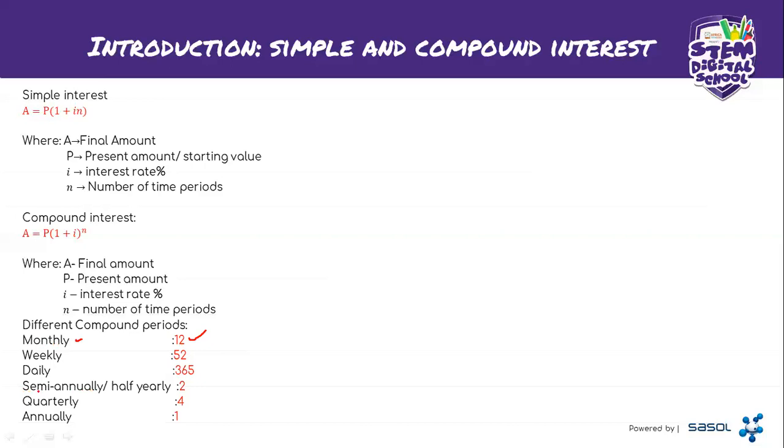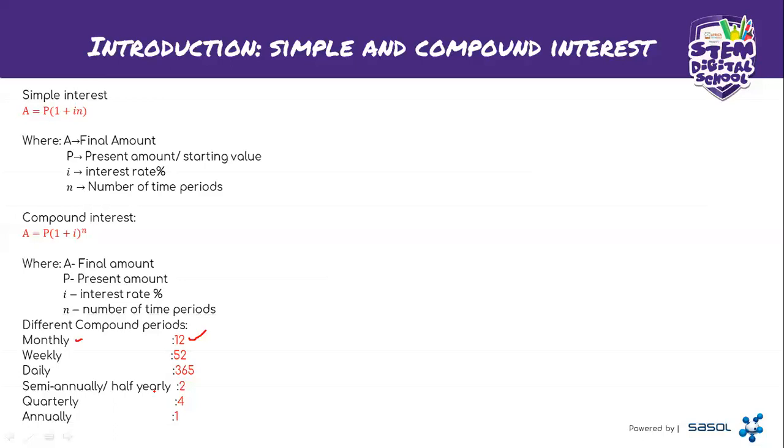And then semi-annually or half yearly. Sometimes they use semi-annually, sometimes they use half yearly. So it's 2. Why 2? We check in a year, semi-annually means half of a year, which is the first 6 months and the second 6 months. So how many 6 months do we have in a year? It's 2. Hence we're having 2 there.